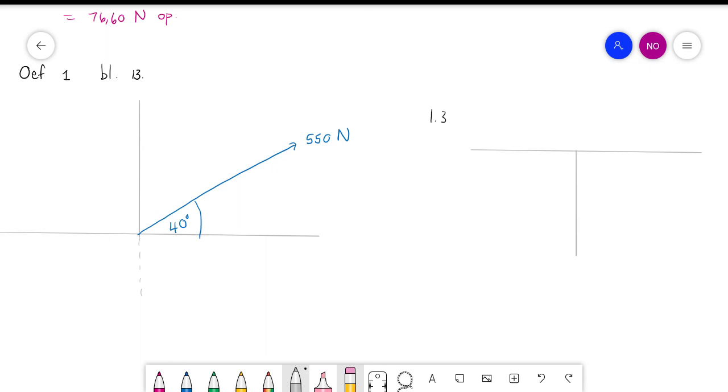Okay, now focus. Our arrow always starts at the origin. And it has to point away from it.